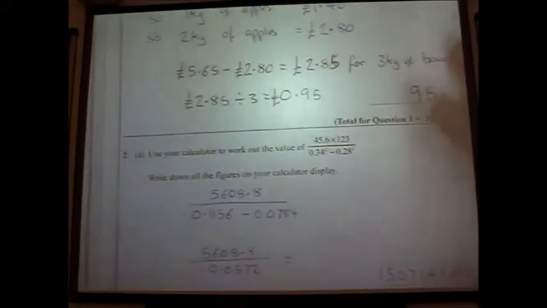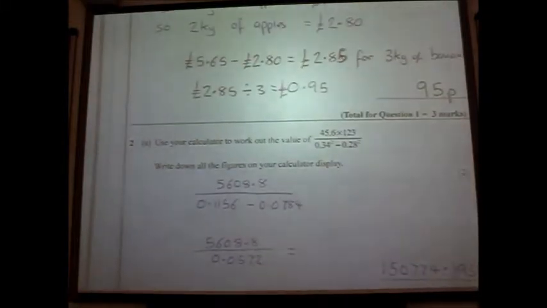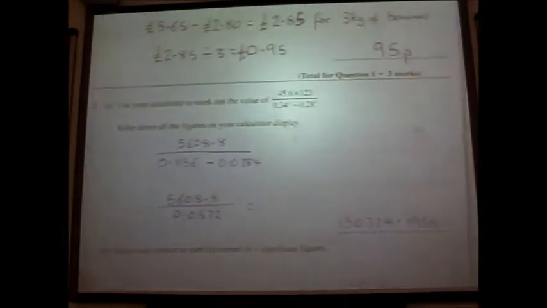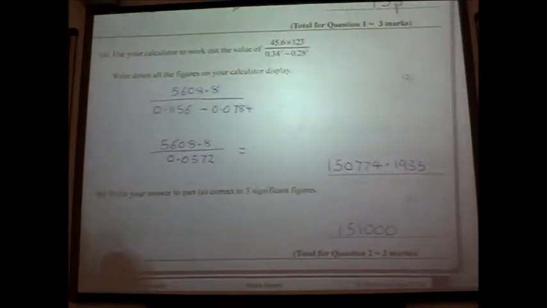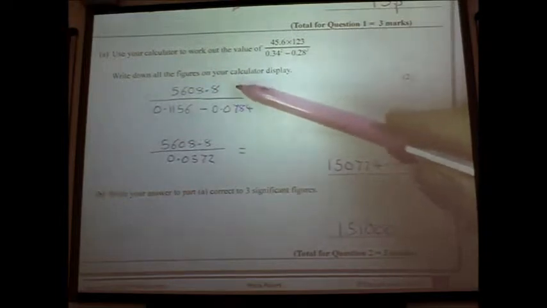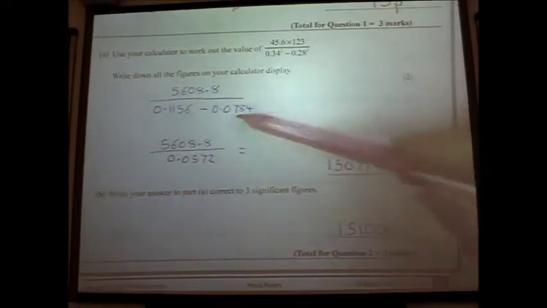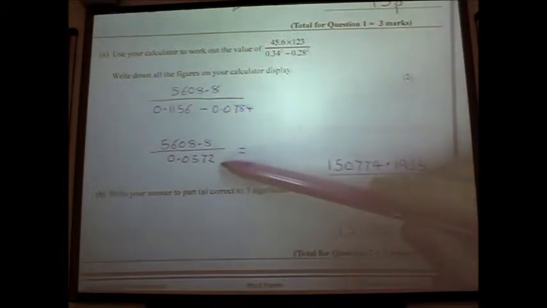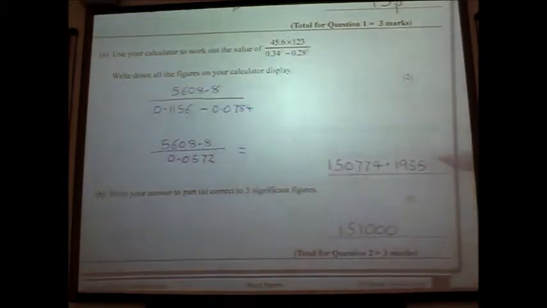Next question. Use your calculator to work out these sums here. Here you go. Right. First things first. Work out the top line. So it's 5,608.8. Work out the bottom line. It comes to that, take away that, which I've done here separately. Work that out on your calculator, and it comes to this.